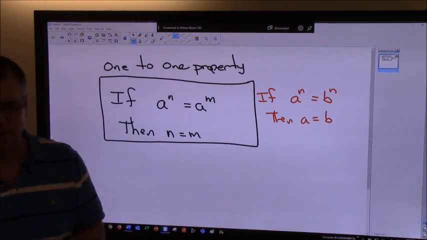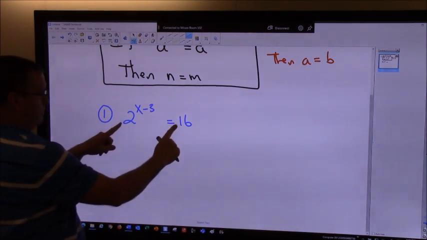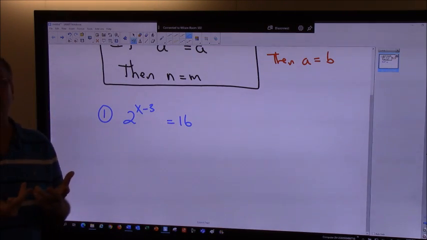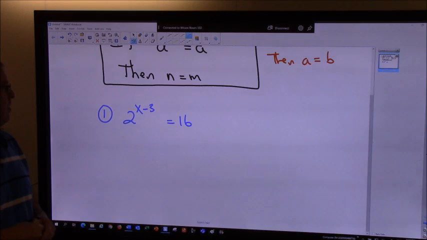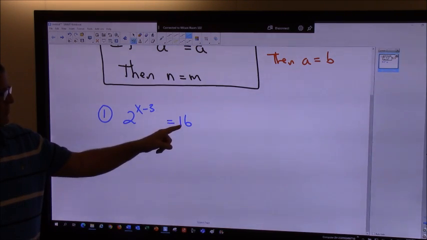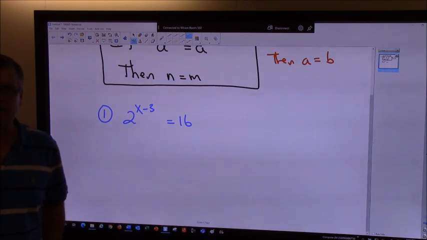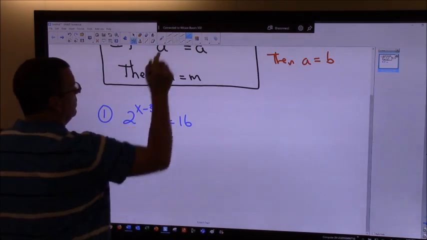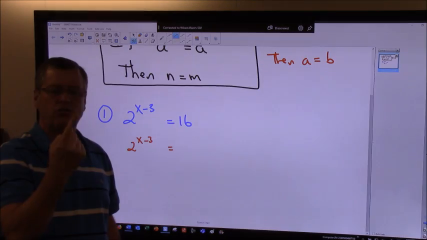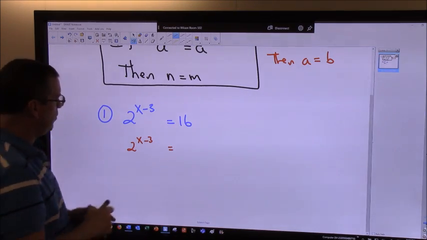So let's take a look at a problem here. All right, so if I take a look at this, this is 16 to the 1 power, so my bases are not equal to each other. So how would I solve this equation? Well, my first thought is, could I write 16 as 2 raised to some exponent? And if I can, well then I could go ahead and do this problem. So I would look at this and say 2 to the x minus 3 is equal to, let's see, 2 times 2 is 4, times 2 is 8, times 2 is 16. So that would be 2 to the 4th power.